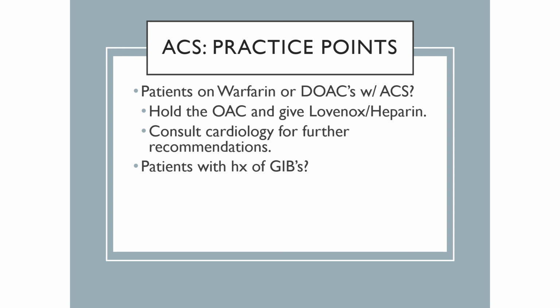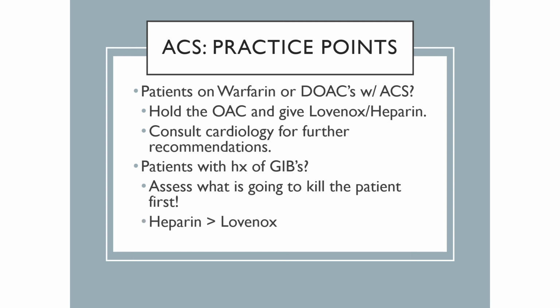Now, let's say you have a patient with a history of GI bleeds who presents with acute coronary syndrome. What do you do? Well, you need to ask yourself, what is going to kill the patient first, the MI or a potential GI bleed? Typically, you will begin heparin over Lovenox because you can reverse it, whereas Lovenox, it is much more difficult. With this said, you would then closely monitor the hemoglobin for changes, and if necessary, get cardiology involved as soon as possible to expedite an angiogram if warranted.